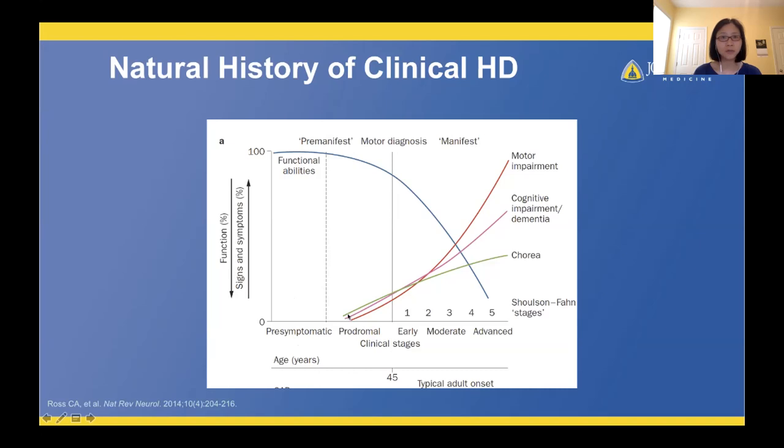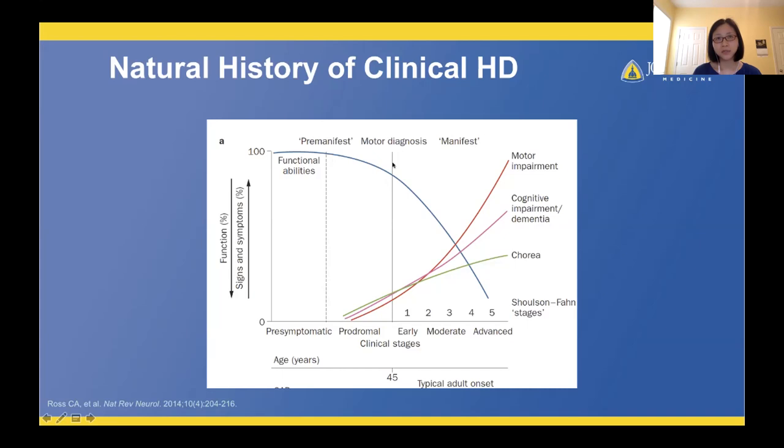It may be chorea or other motor impairment or cognitive impairment. And up here, their functional abilities might slowly or subtly be declining. So for example, if they're working, they may still be able to meet their goals and deadlines and accomplish their tasks. But in reality, it might be taking them longer. They may be less efficient. But just on the surface, it may look like they're not really having a problem per se.